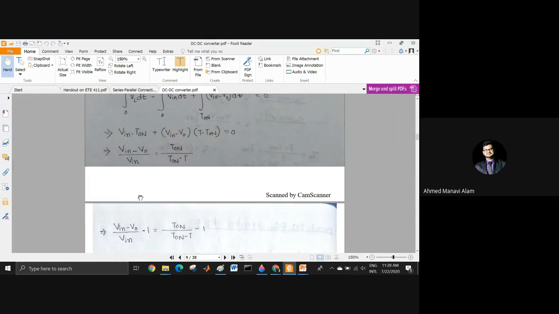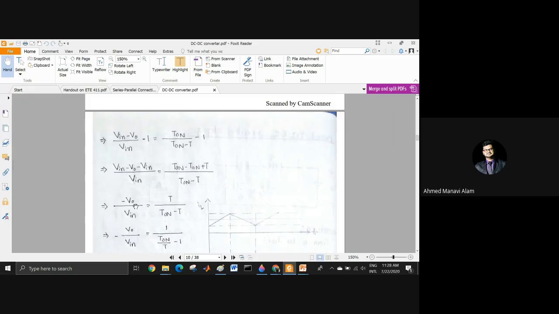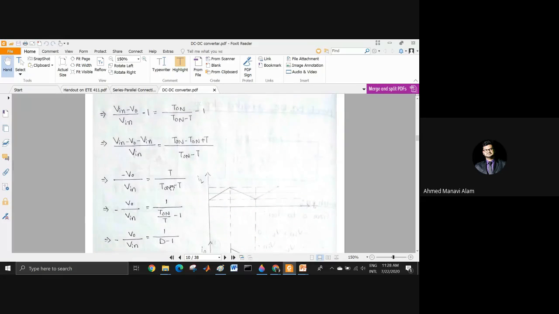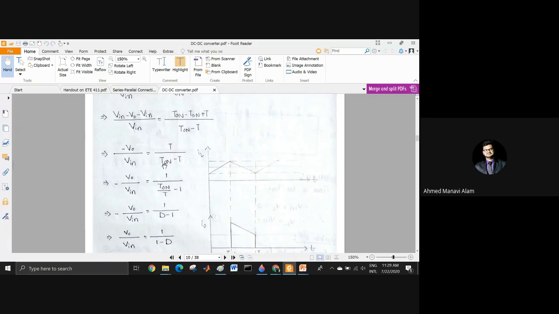This is simple algebra. Then I take the -1 in both directions. Then what happened? By again some calculations, I get this term. There is some minus here. Then what they do? They divide both the numerator and denominator by T. So divided by T, then here comes t on by T minus 1. Now why did I do it, sir? Because I want to express it in terms of duty cycle.